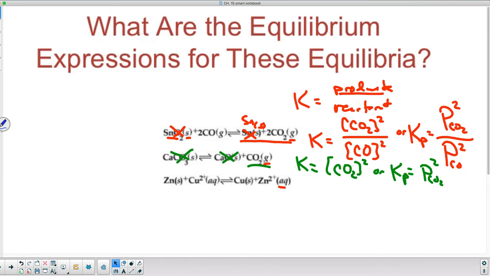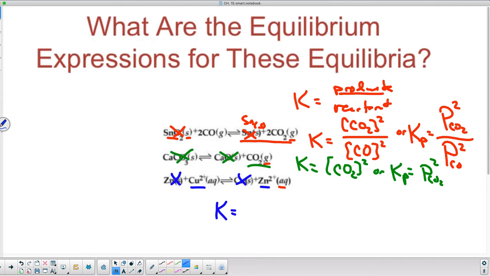All right, let's do the next one. The next one is this one down here. Notice I have a solid, so I can get rid of that. I have Cu with a +2, I have Cu, that's a solid, and then plus Zn2+. So for big K, this one I can only do the concentration. I can't do the pressure because there are no gases here.